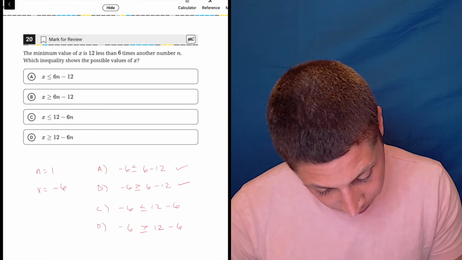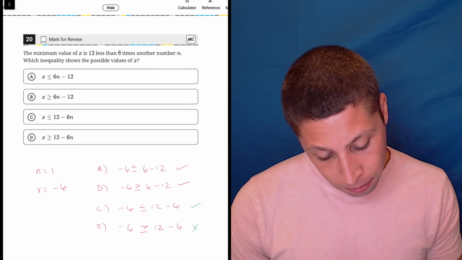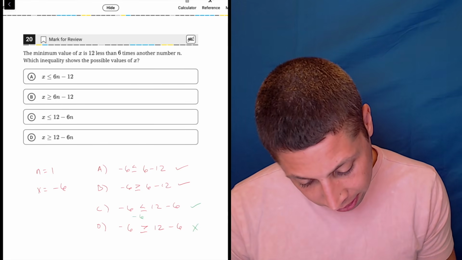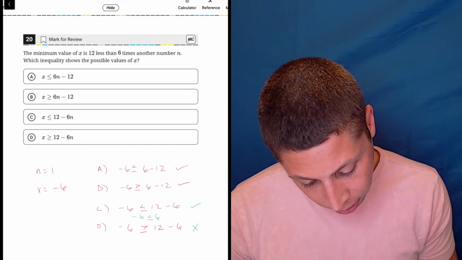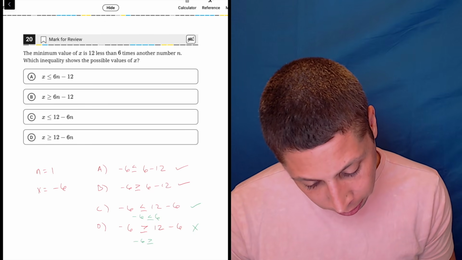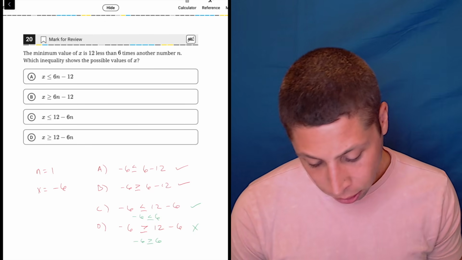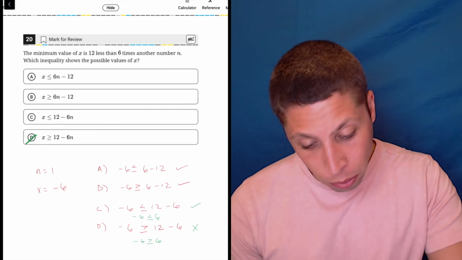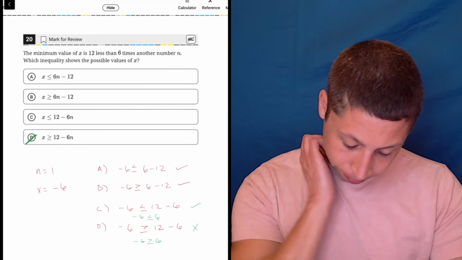This is true. This is false. Because here we have negative 6 is less than or equal to positive 6. That's true. Here we have negative 6 is greater than or equal to 6, and that's not true. So I can only get rid of one answer choice with those numbers.